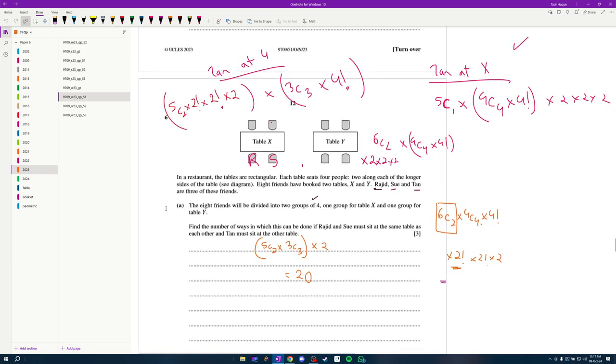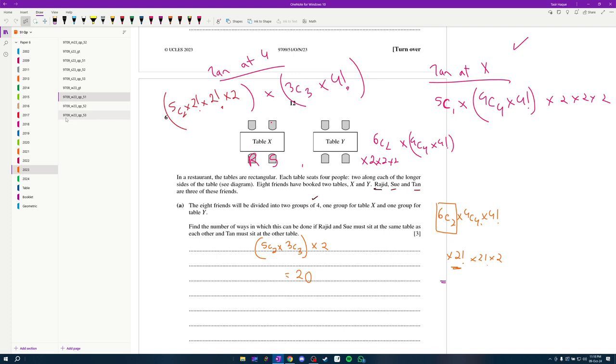Thank you. Okay, so in a restaurant, the tables are rectangular. Each table seats 4 people, 2 along each of the longer sides of the table. 8 friends have booked 2 tables, X and Y. Rajid, Sue, and Tan are 3 of these friends. The 8 friends will be divided into 2 groups of 4, 1 group for table X and 1 group for table Y. Find the number of ways in which this can be done if Rajid and Sue must sit at the same table as each other, and Tan must sit at the other table.